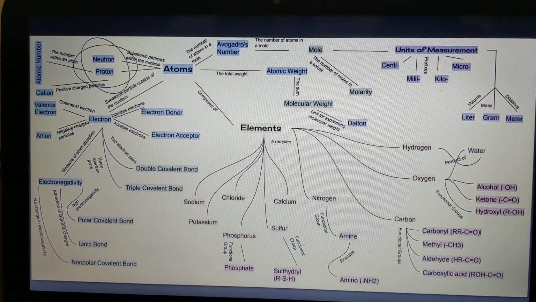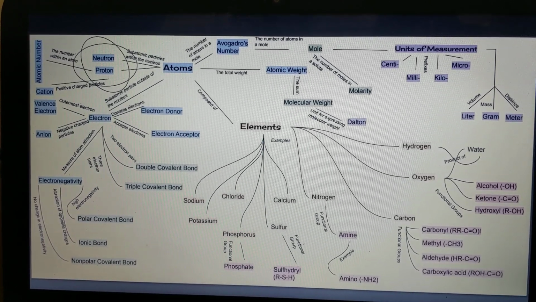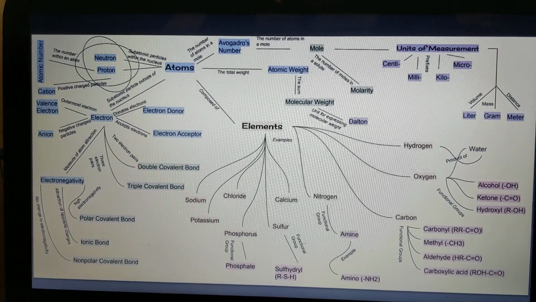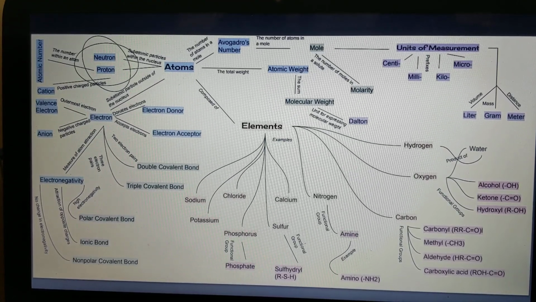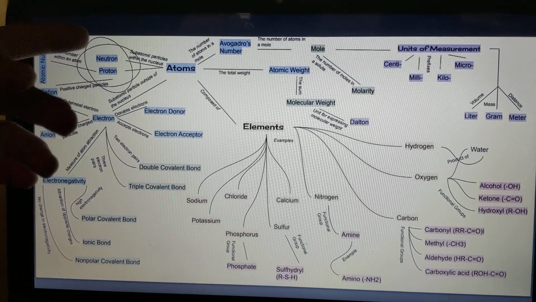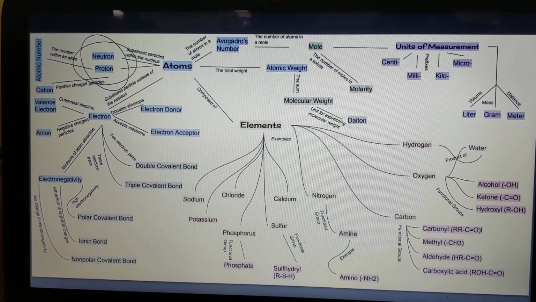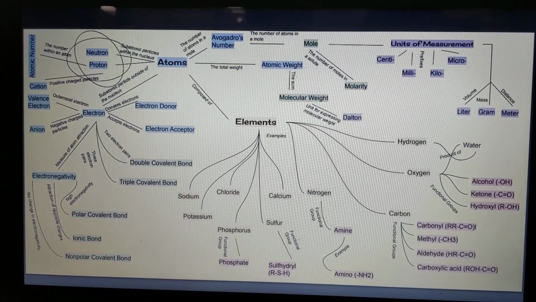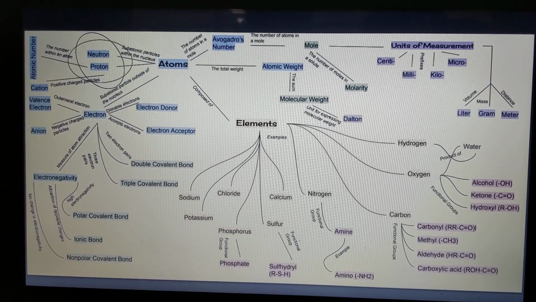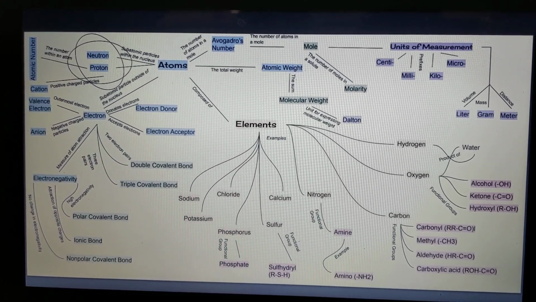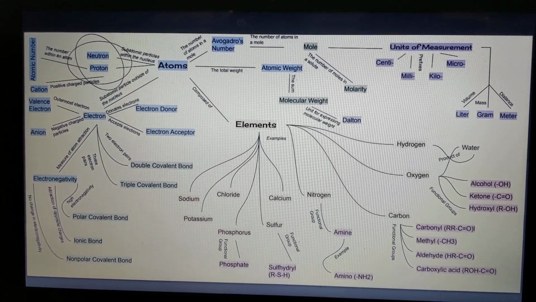And the atomic weight is the total weight of atoms, and this relates to molecular weight. By adding up the sum of atomic weights, you can get molecular weight, and the unit for expressing molecular weight is Dalton. The number of atoms in a mole is Avogadro's number, and that constant is 6.0223 times 10 to the negative 23. And molarity is the number of moles in a solute.